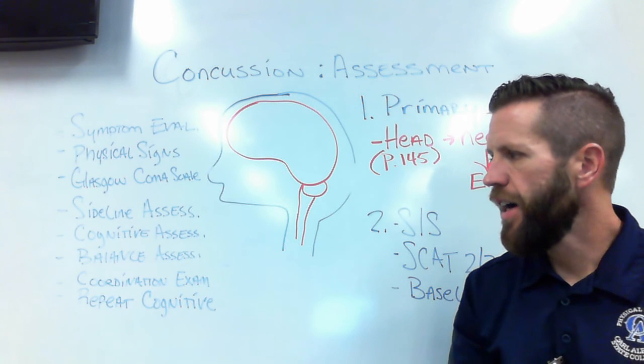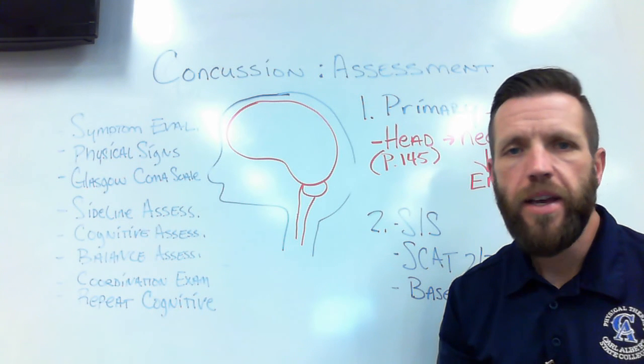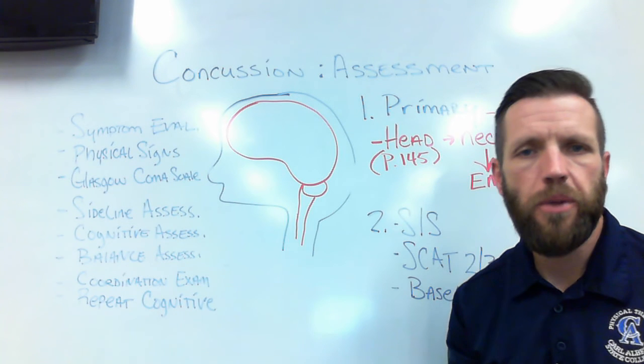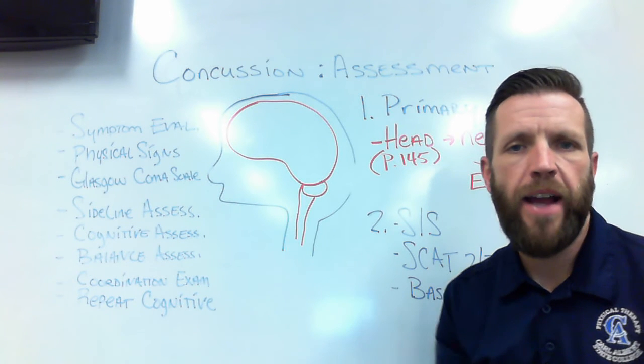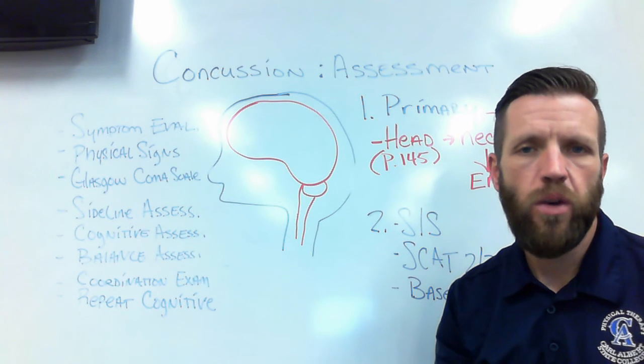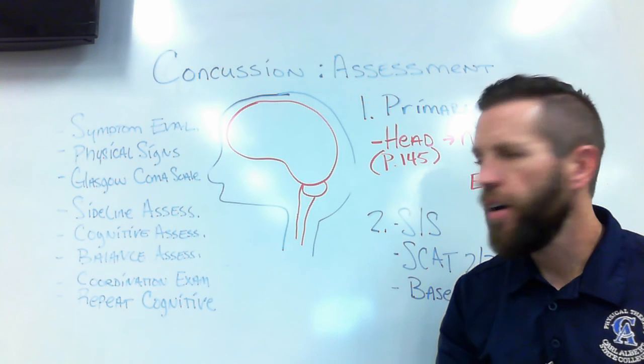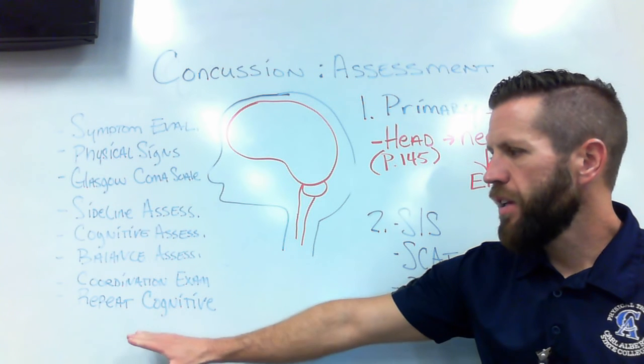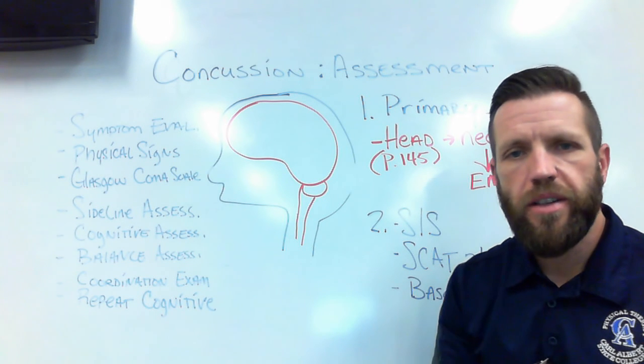Next on our list is the coordination exam. What this uses is simply the finger to nose touch and back, and doing it with the eyes closed. This is just seeing if there is a coordination issue there. Now, this is where we begin to look at repeating the cognitive exam.